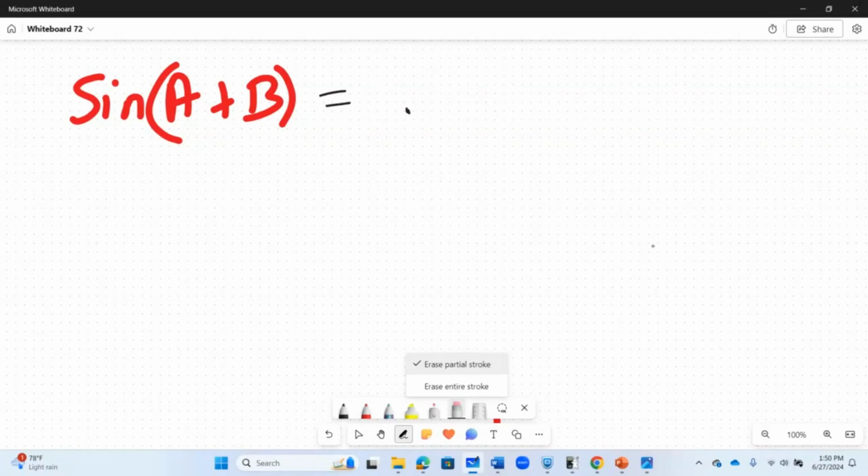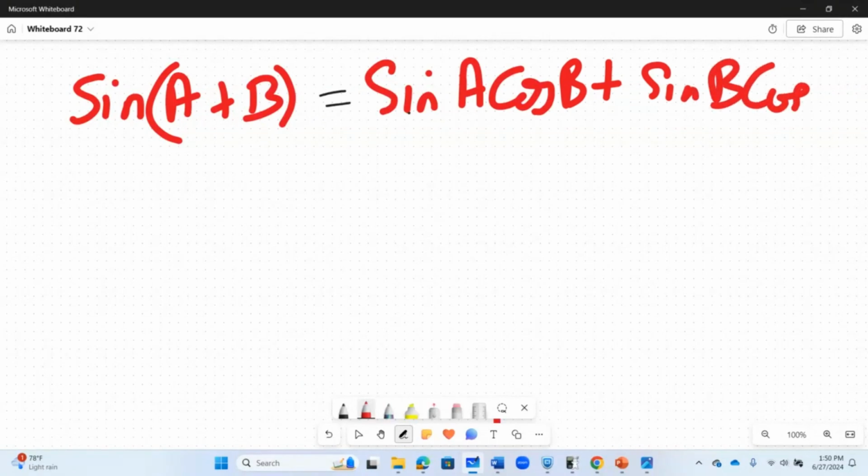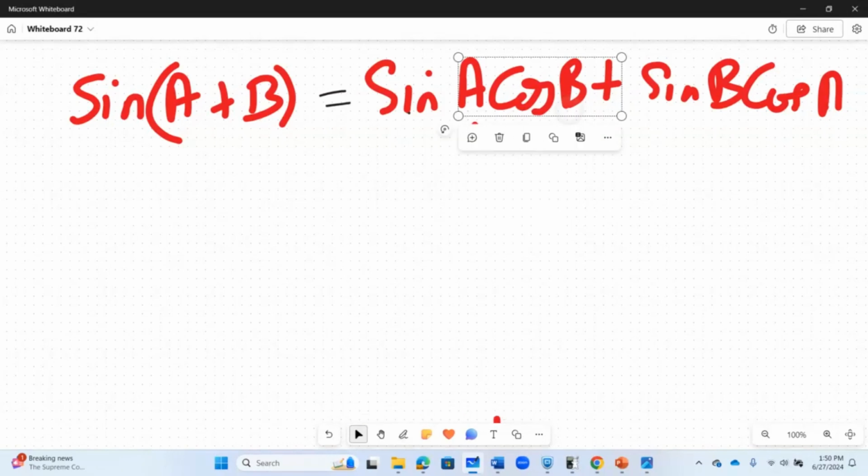So I have sine A plus B. So I'm going to have sine A cos B plus sine B cos A. Sine of the first one, cosine of the second one, plus sine of the second one, cosine of the first. This is a formula. Call it whatever you want to call it. And because it is sine, plus is here.